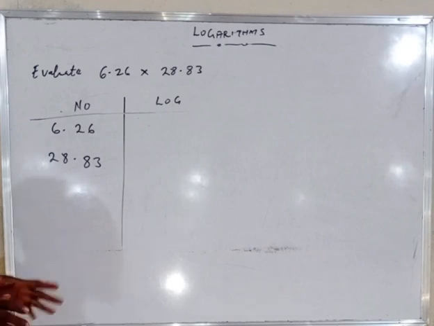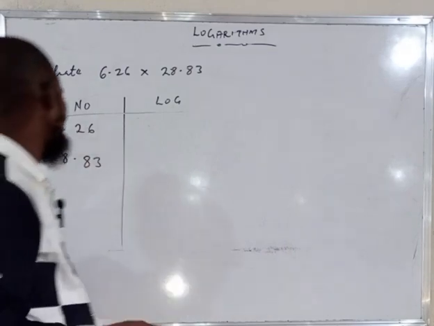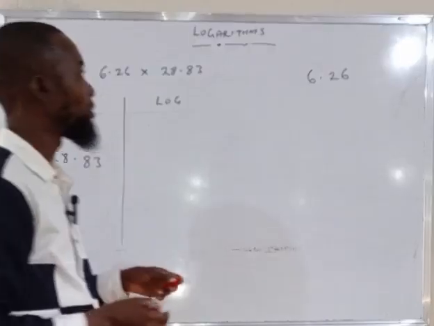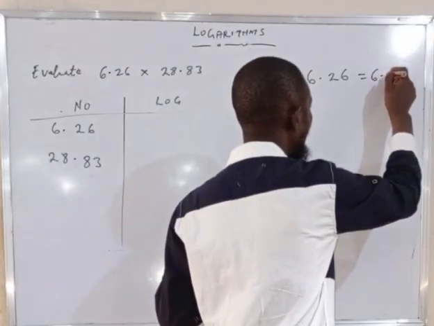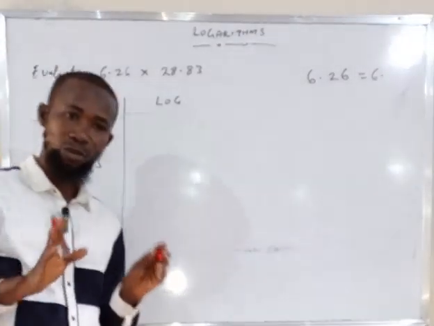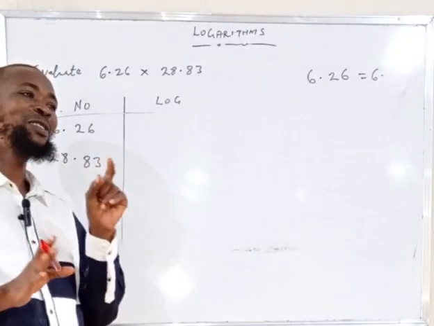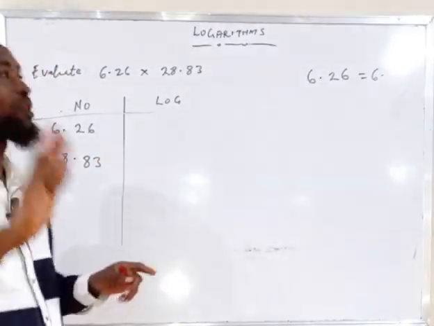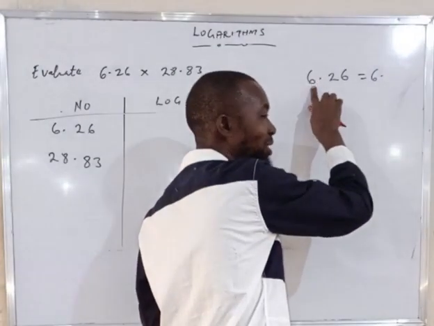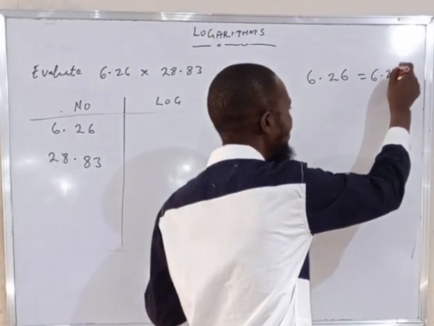Let me use another approach to explain it. When you want to express this in standard form, look at this, 6.26. What will be the answer? What do we call standard form? It is a mode of representing a number whereby the decimal point appears between the first digit and the second digit. Is it clear? I want the decimal point to be between 6 and 2. Is the decimal point where we want it or not? Yes, it's there. So we write 6.26.